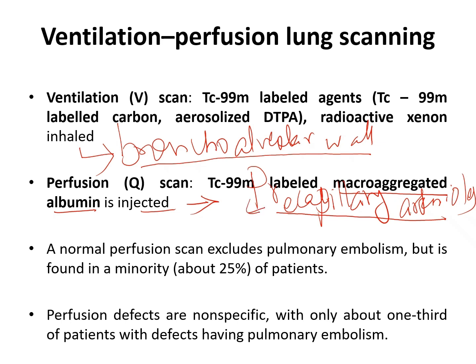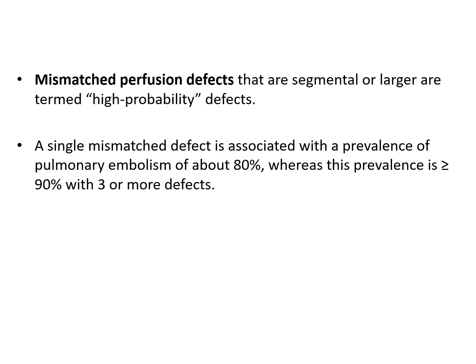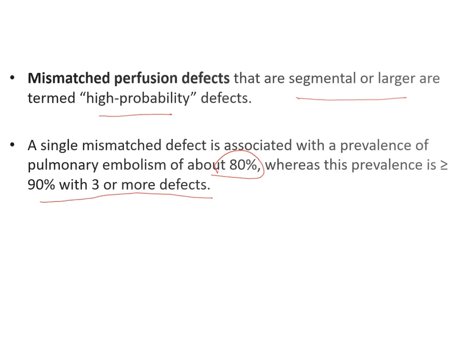A normal perfusion scan excludes pulmonary embolism but is found in a minority, about 25% of patients. Perfusion defects are non-specific, with only about one third of patients with defects having pulmonary embolism. Now the mismatched perfusion defects that are segmental or large are termed high probability defects. A single mismatched defect is associated with a prevalence of pulmonary embolism of about 80%, whereas this prevalence is more than 90% with 3 or more defects.